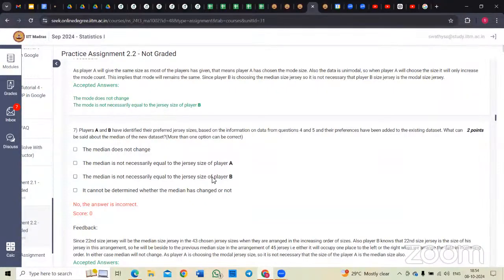Then the second option, the median is not necessarily equal to the jersey size of player A. Yeah, it is not necessary, like the median will not always be equal to the mode. It can be less than the mode or greater than the mode. So options A and B are correct. Then C, the median is not necessarily equal to the jersey size of player B, is wrong because the median is not changing, so it will be equal to the jersey size of player B. And the fourth option, that it cannot be determined whether the median has changed or not, is also wrong. So options A and B are the correct options. Got it?